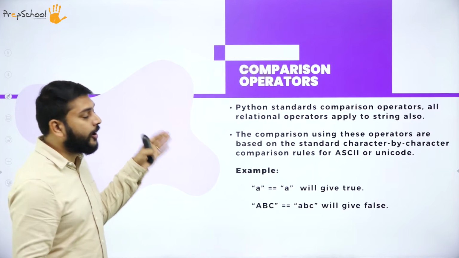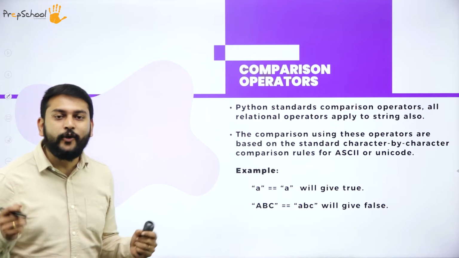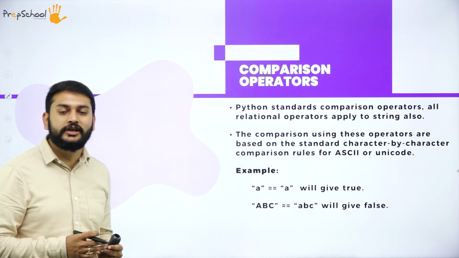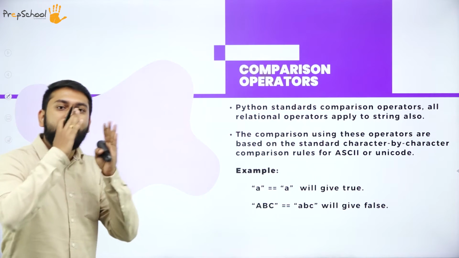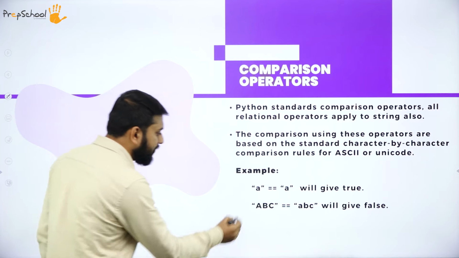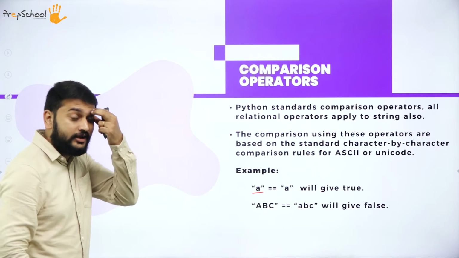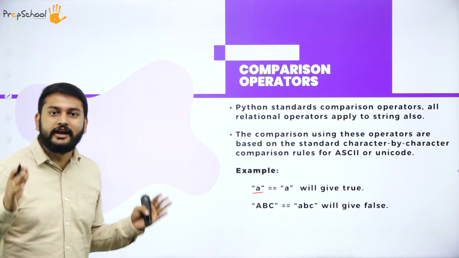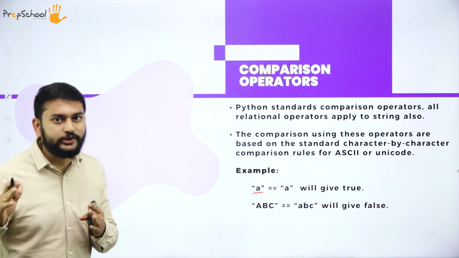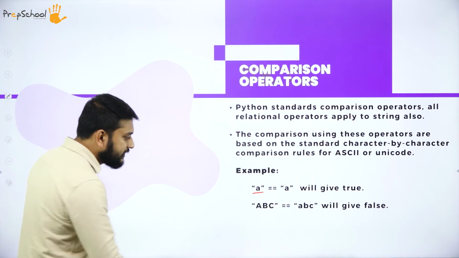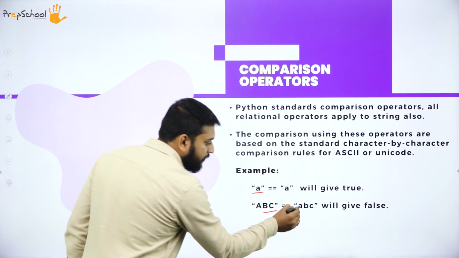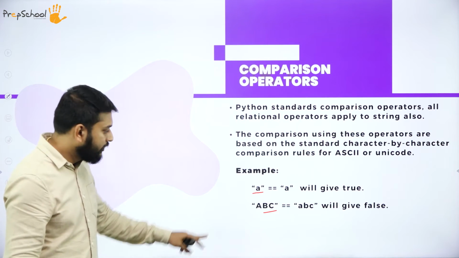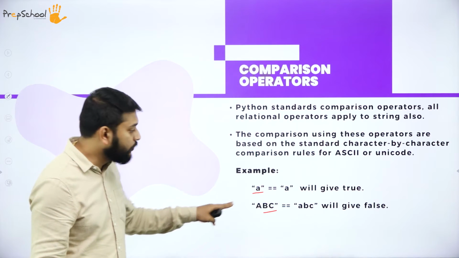What's the next one that I have? The comparison operator. Guys, how exactly does the comparison operator work? It compares each and every character that we have. For example, I have a character here, and it compares this character with this character. If both characters match, it returns true. Otherwise, it returns false. Here also, this character will be matched with this. Capital A is not equal to small a.